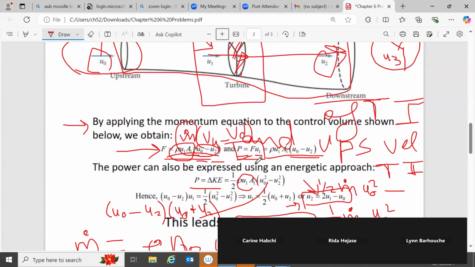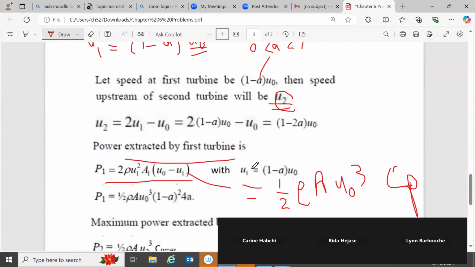So this is the expression, as we said, of the power extracted by the first turbine, and we said that U1 can be replaced by 1 minus A times U0. Depending on the coefficient of performance of the turbine, the value of A will change. So this is the power extracted, P1.